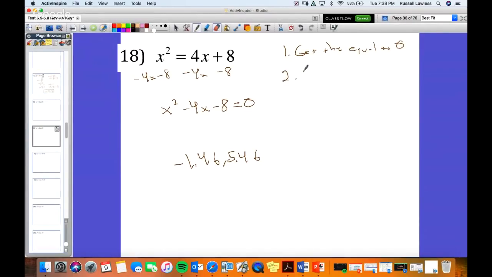So again, we got it equal to 0. Then we wrote graph and the y equals. After we wrote the graph and the y equals, we hit graph just to see it, and then we went to second trace, and then we hit the 0, and then we had the left bound, right bound, and that's how we found the zeros.